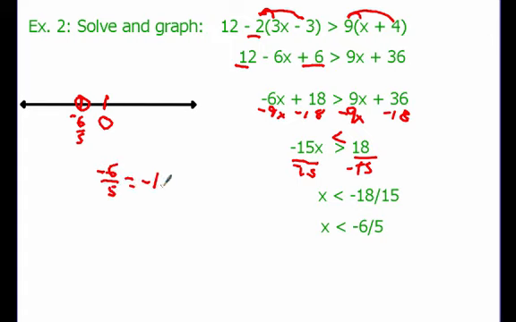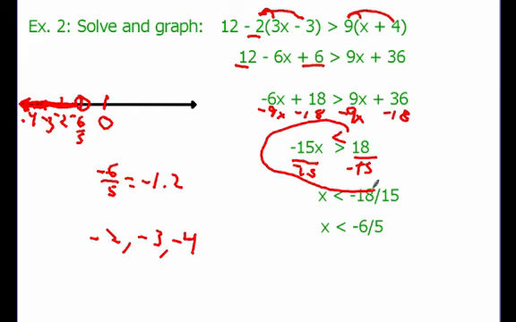that's equal to negative 1.2. So numbers that are smaller than negative 1.2, well, that's like negative 2, negative 3, and negative 4. These numbers are all smaller than negative 1.2, so if I put them in, they make my inequality true. So here's negative 2, negative 3, negative 4. Because all of my solutions are to the left of my circle, that is the way that I shade in for my answer. So the key thing with this problem is realizing that dividing by a negative means that I need to flip my sign.